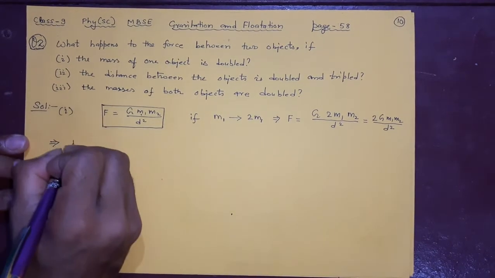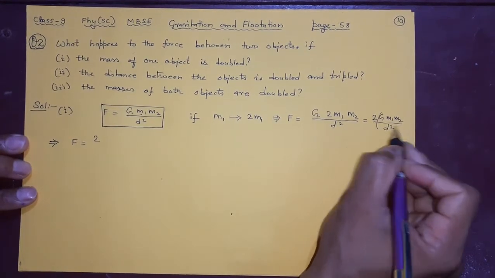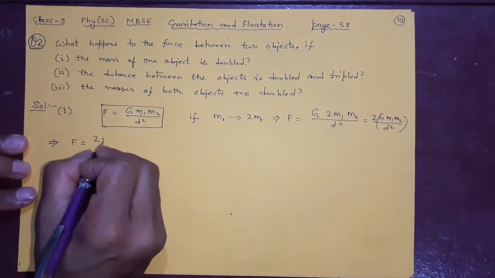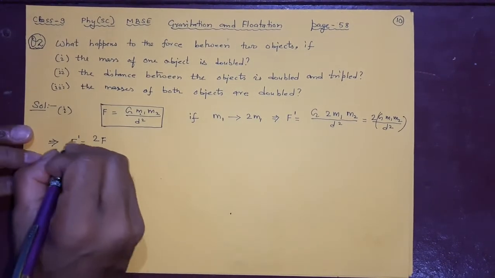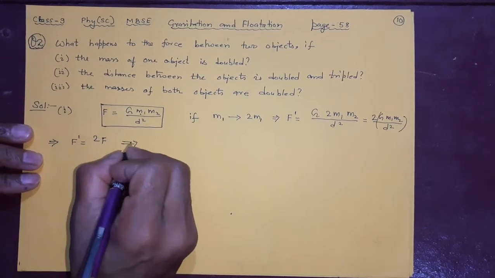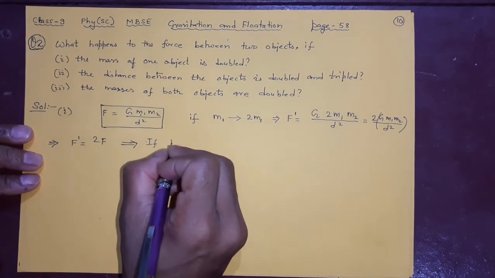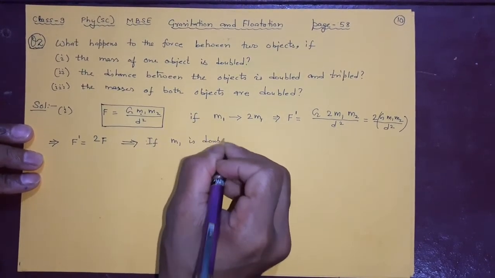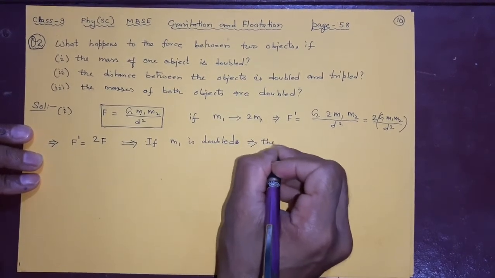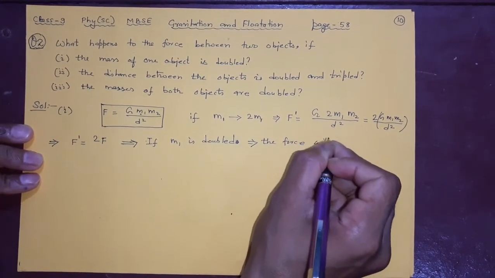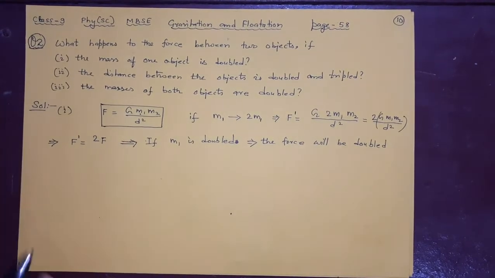What happened here? This will become 2G m1 m2 by d square. So F dash is equal to 2G m1 m2 by d square. How much is G m1 m2 by d square? It is F. So what is the meaning? The new force is 2 times, so 2F. That means if m1 is doubled, the force will be doubled. Can you see how it is doubled? Here it is 2F. Fine, the first question done.